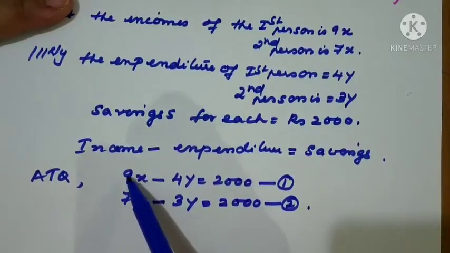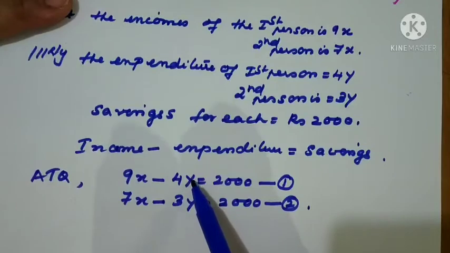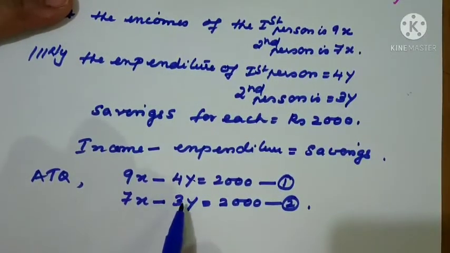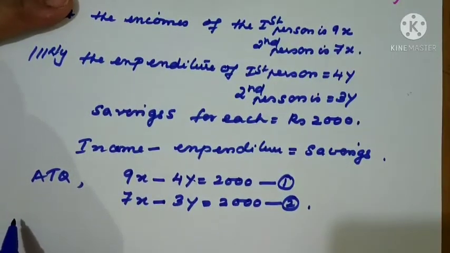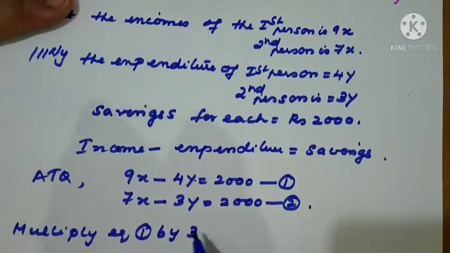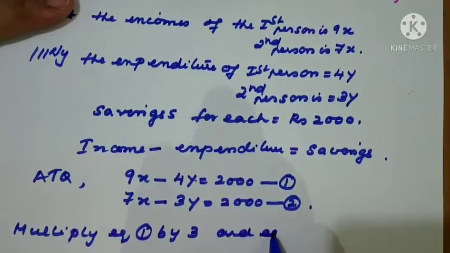Now if we check the coefficients, the coefficients of x are 9 and 7, and the coefficients of y are 4 and 3. So both are not equal. We should multiply and make them equal. I want to make y as 12: 4 into 3 and 3 into 4. So we multiply equation 1 by 3 and equation 2 by 4.